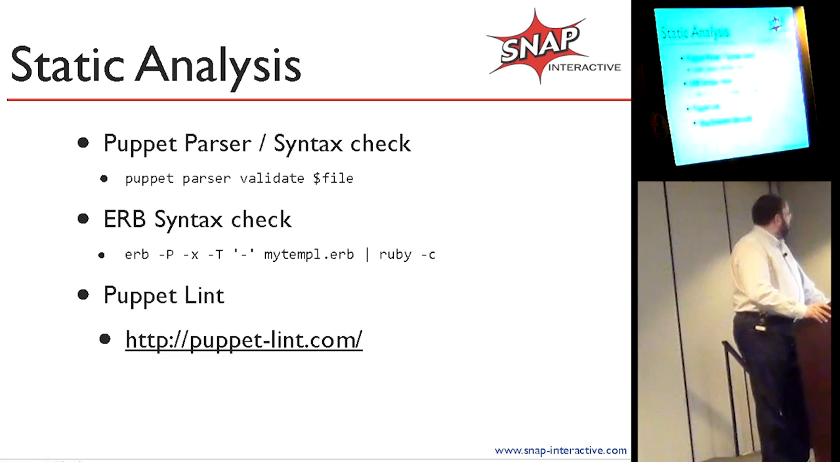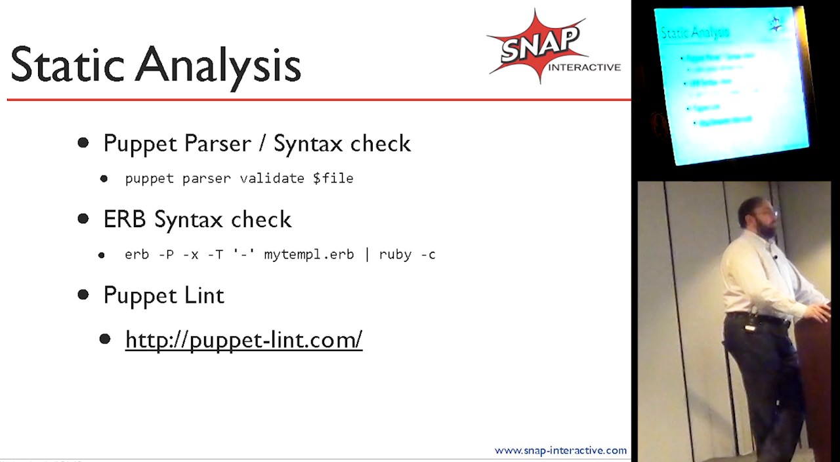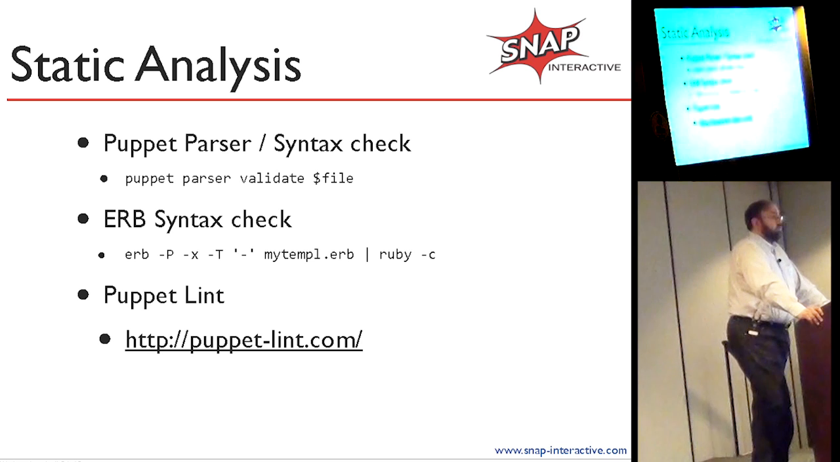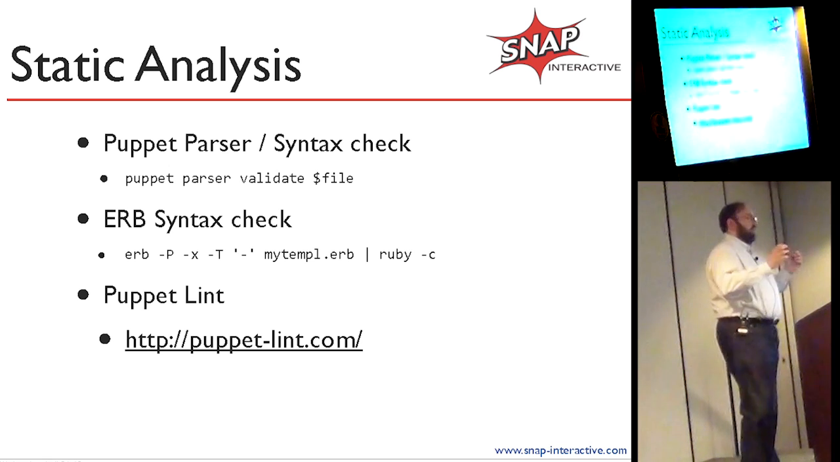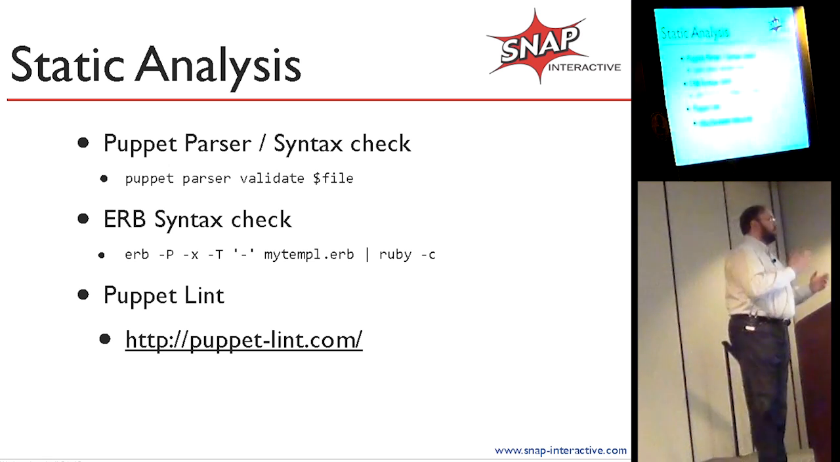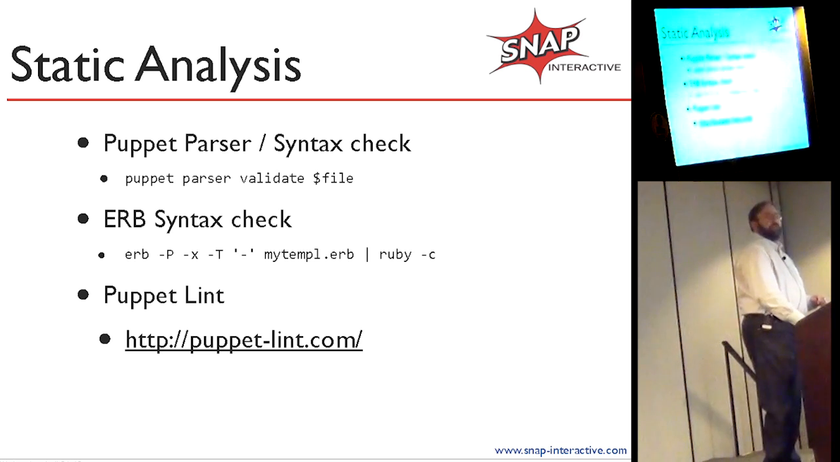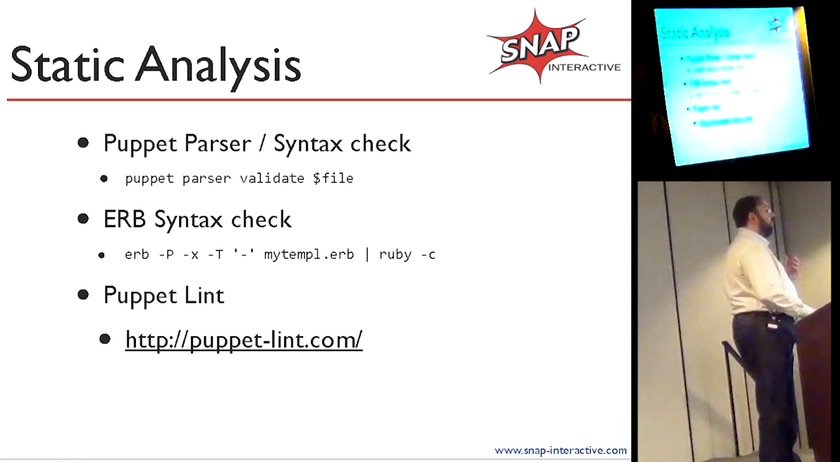So, static analysis. Everyone should probably be doing a good portion of these, even on your local laptops or workstations. Most of these can be added in as Git commit hooks. So every time you commit something, you should probably be executing most of these. Static analysis is things that happen on the code without executing the code. So in this case, we're talking about Puppet Parser syntax checks, and then ERB syntax checks. And then Puppet linting is really for style guide violations.